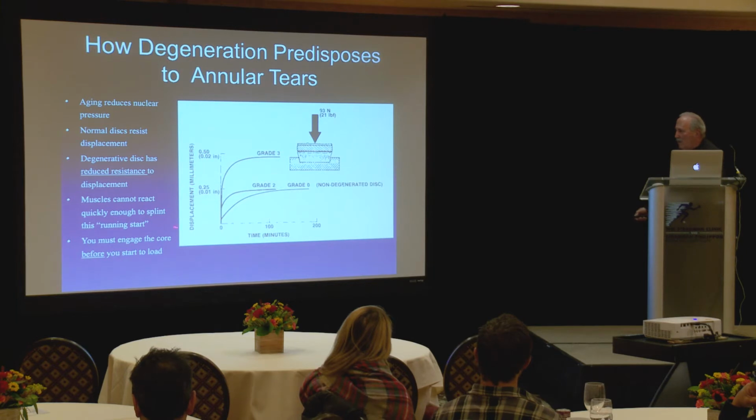And if you remember what I call the running start, if you already have a degenerative disc, and here's a normal disc, you'll see it doesn't displace much and takes a long time to displace to its maximum. A real degenerative disc displaces immediately and goes up to a much higher displacement. So it's a running start to get a tear. So you've got to engage the core before you start to load. Another mistake is done, you engage it as you're loading, bad idea, engage it before you start loading.